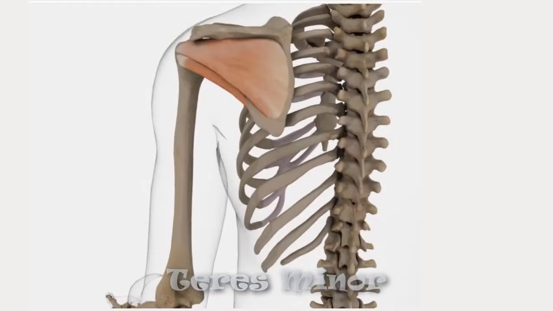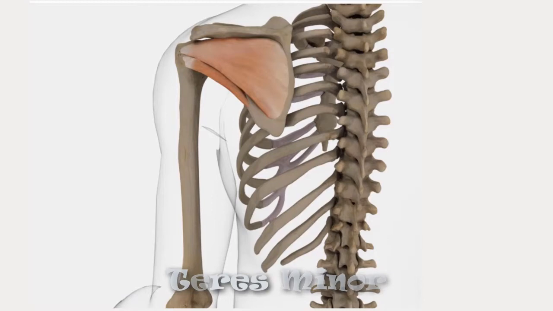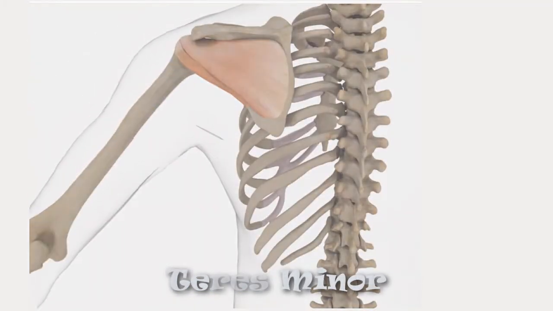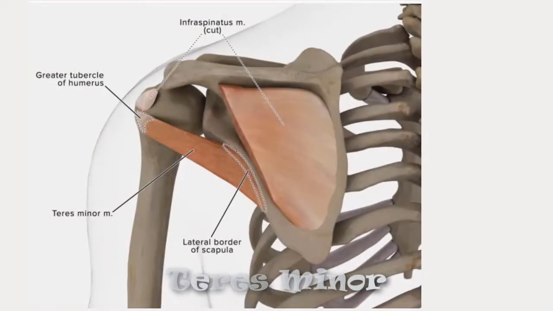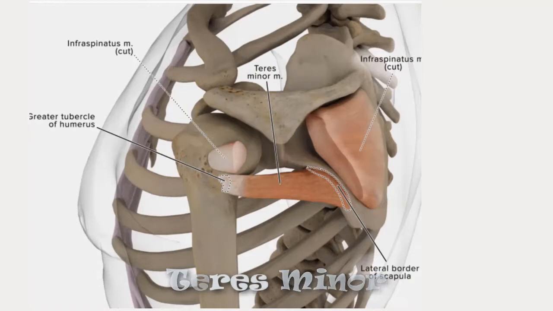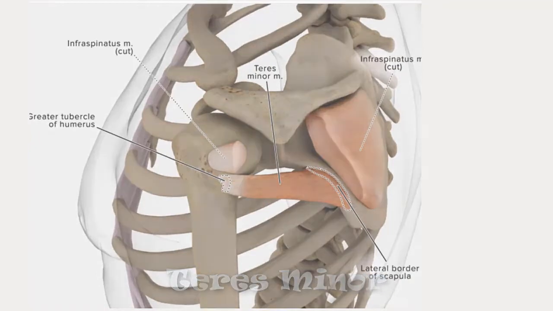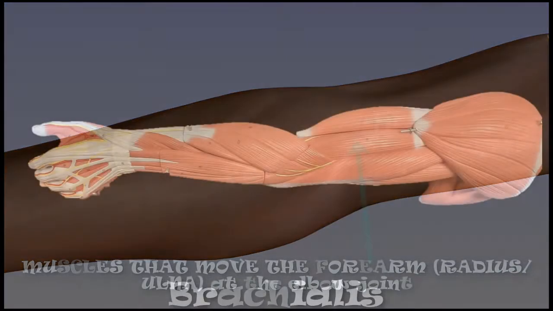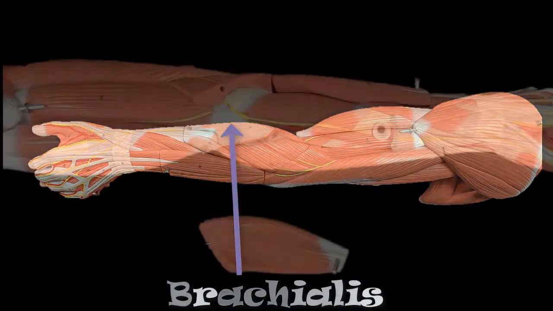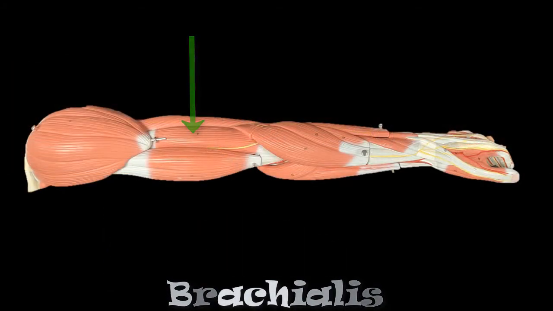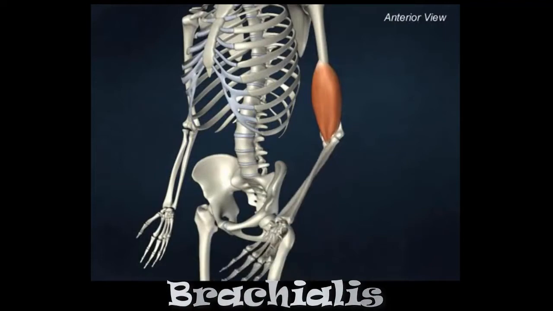The Teres Minor performs lateral or external rotation and extension of the arm at the shoulder joint. Its origin is the inferior lateral border of the scapula, and its insertion is the greater tubercle of the humerus. Muscles that move the forearm at the elbow joint: the Brachialis. The brachialis performs flexion of the forearm at the elbow joint.